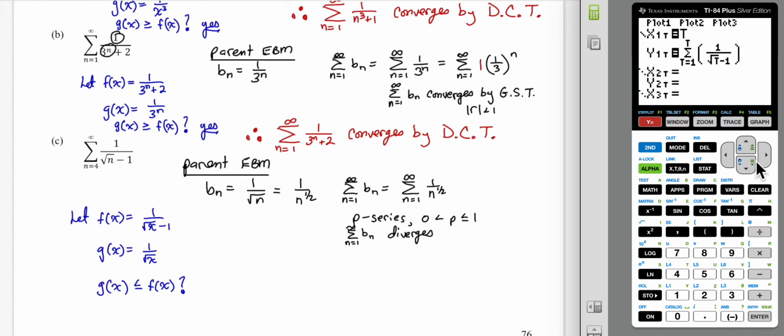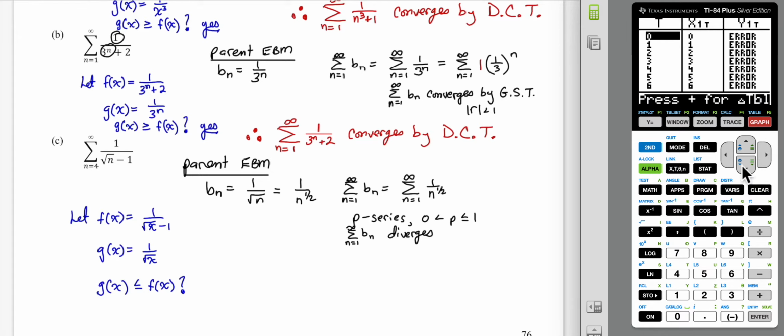All right, so just making sure I typed it in correctly. So we're getting a nice juicy error here. So that's telling me that the calculator is either having a hard time with it, or there's something numerically that it just doesn't like. I'm thinking the calculator's having a hard time with it.